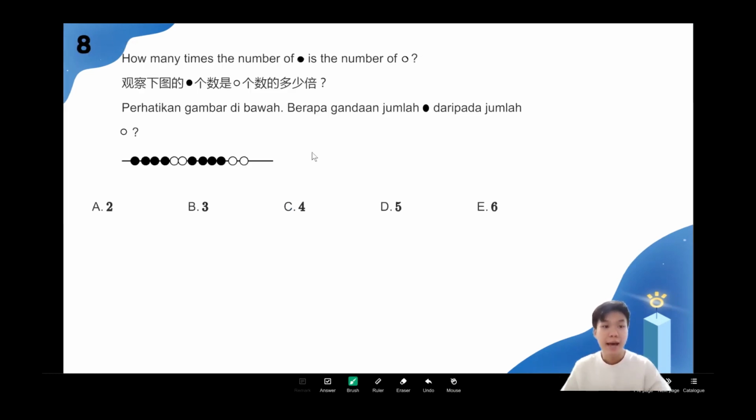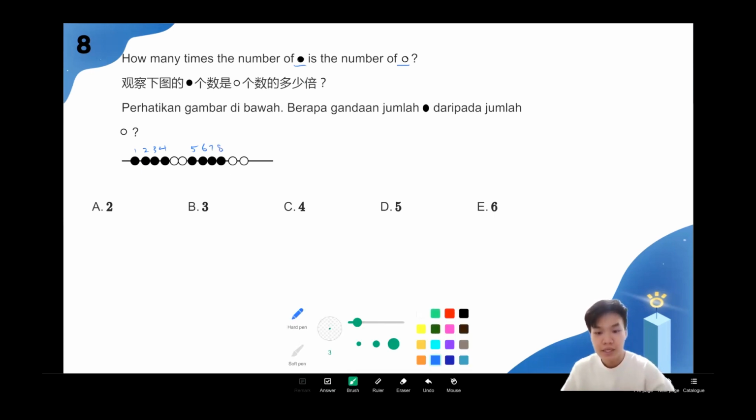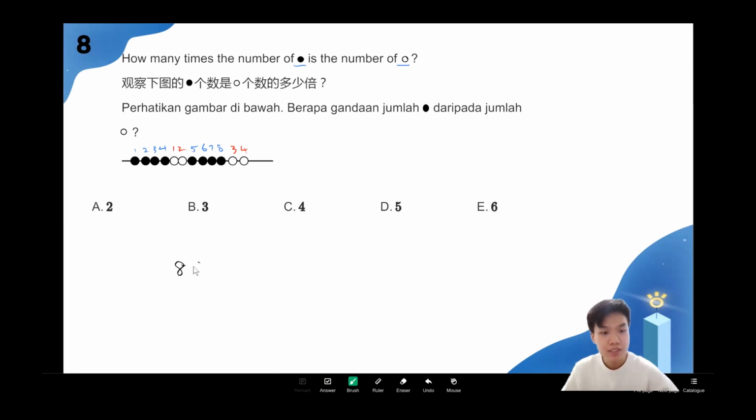Question number 8. How many times the number of black circles is the number of white circles? Let's count. There are 1, 2, 3, 4, 5, 6, 7, 8 black circles. And how many white circles are there? There are 1, 2, 3, 4. If you want to count how many times, we can simply use 8 divided by 4 equals 2. Hence, the answer is A.